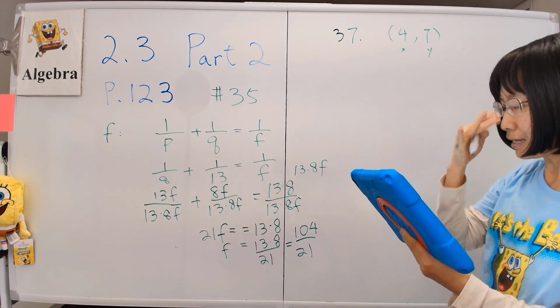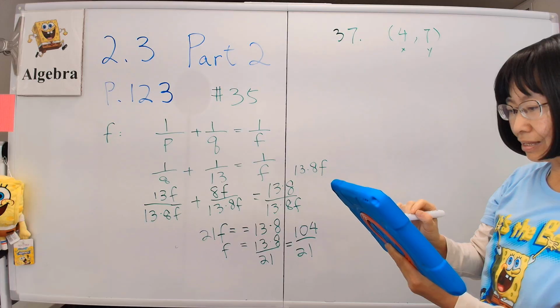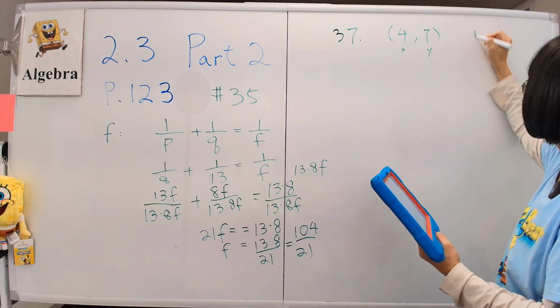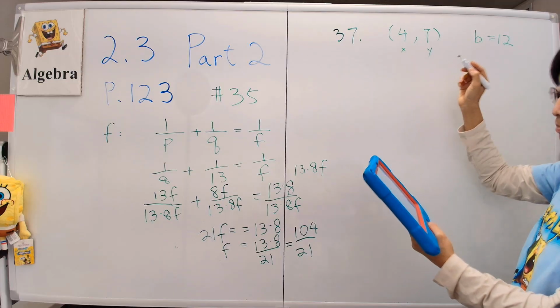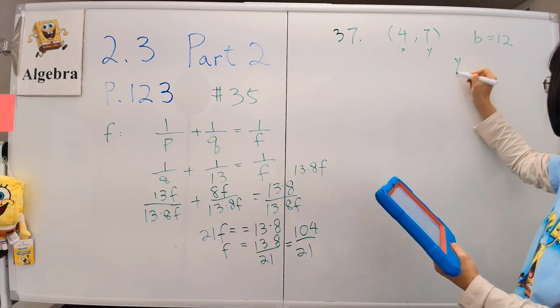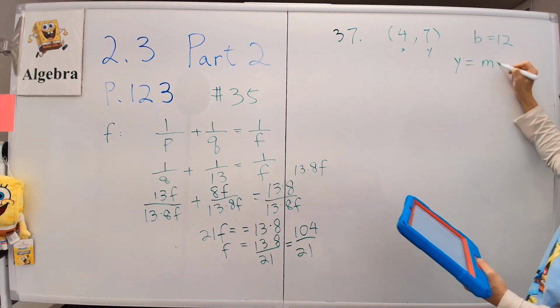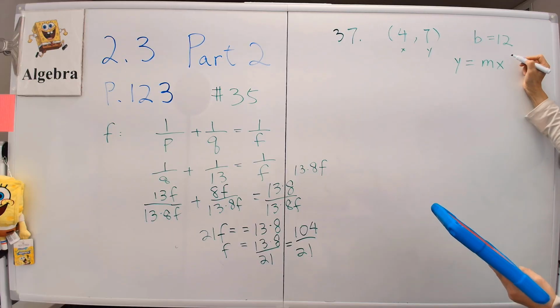Okay. And then b equals 12. b equals 12, but what is b? b is something in the previous problem where we have this formula, y equals mx, let's see, plus b.